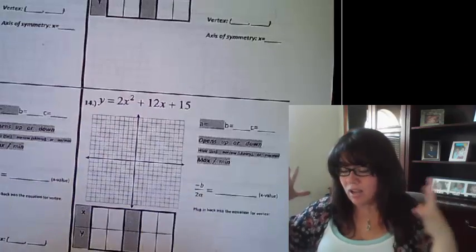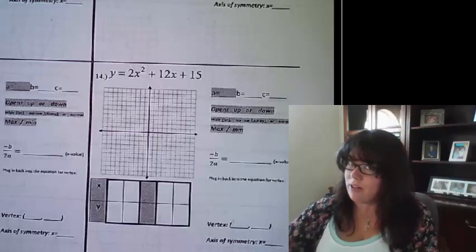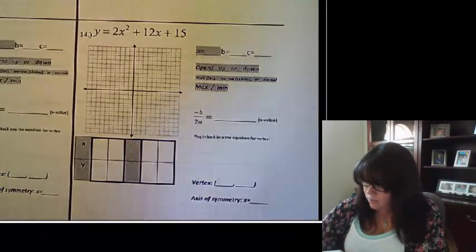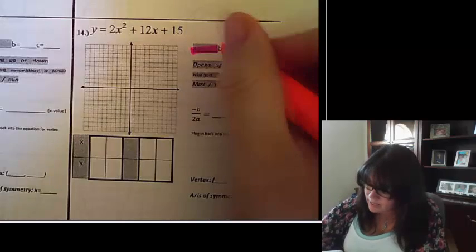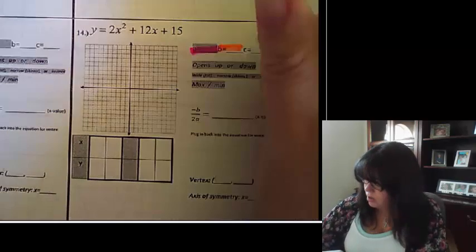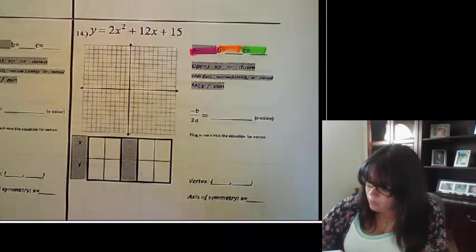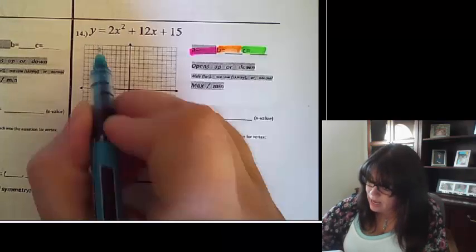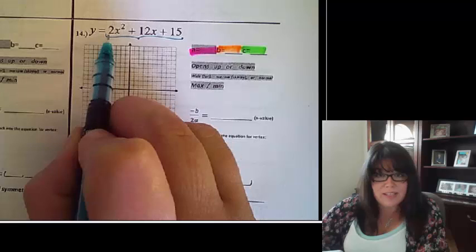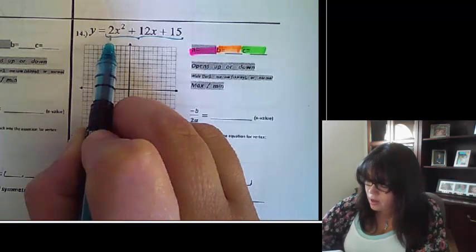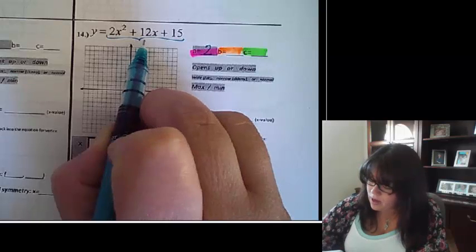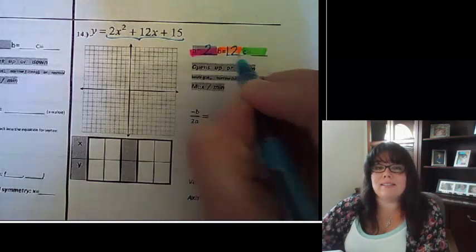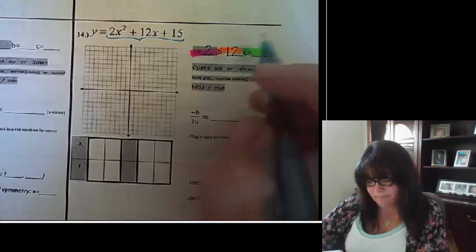This time, let's take a look at number 14. 14 looks kind of humongous, but it's going to follow the same procedure. So let's see, we'll find A, find B, find C. In our quadratic equation, A comes before x squared, so in this case, A is 2. B comes before the x, in this case, it's 12. And C is the constant at the end, in this case, 15.